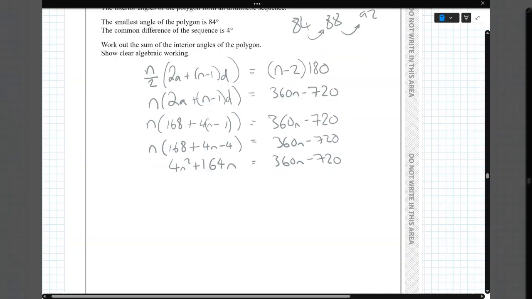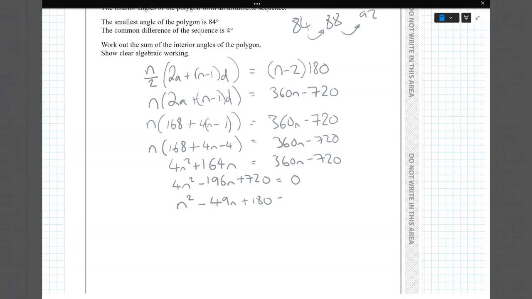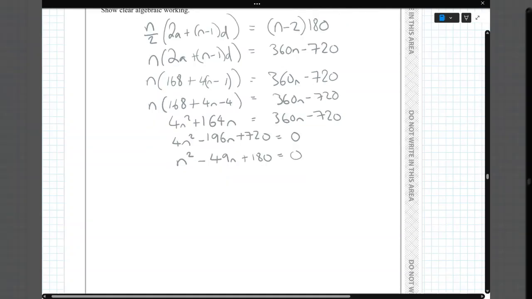So 164n, take away that 360n, gives me 4n squared, take away 196n plus 720. Now I've got a feeling all of this will divide by 4. 196 divided by 4 is 49, and then 720 divided by 4 is 180. So I now need to factorize this.